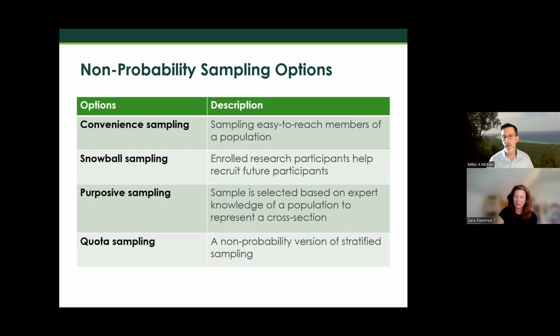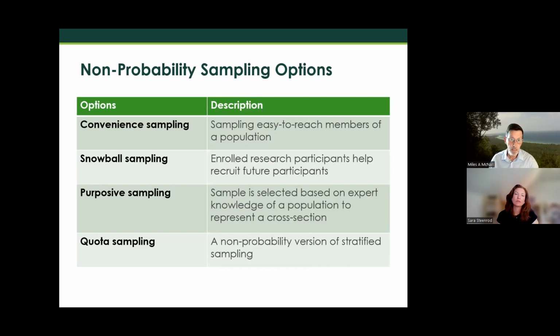So say I was at a science festival event where there are a lot of demonstrations going on and a lot of people moving through spaces, I could simply wander around with my clipboard and ask random people if they'd like to fill out a survey. Well, random, but not strictly random, right? That's a convenience sample. Snowball sampling is where you use enrolled research participants to help you recruit future participants.